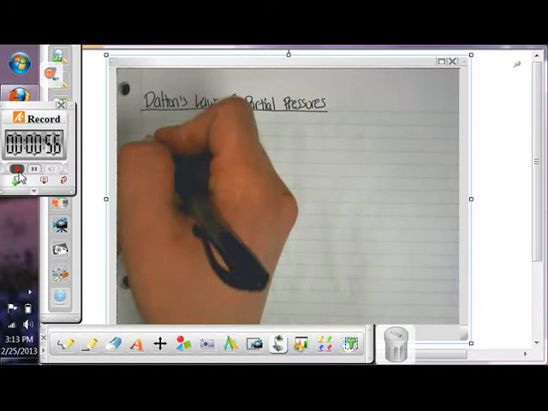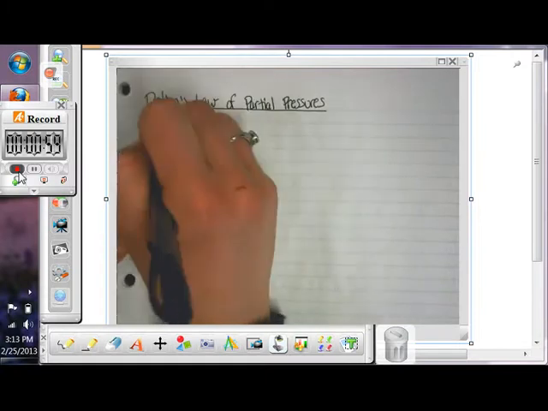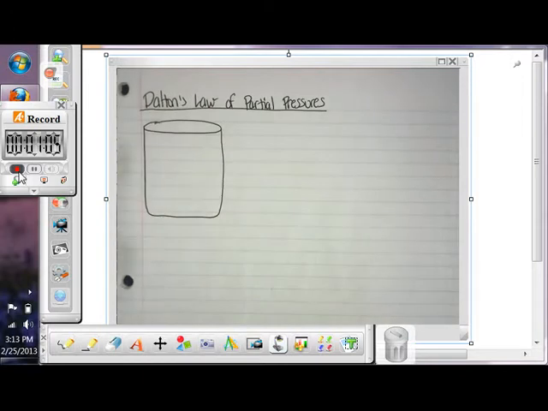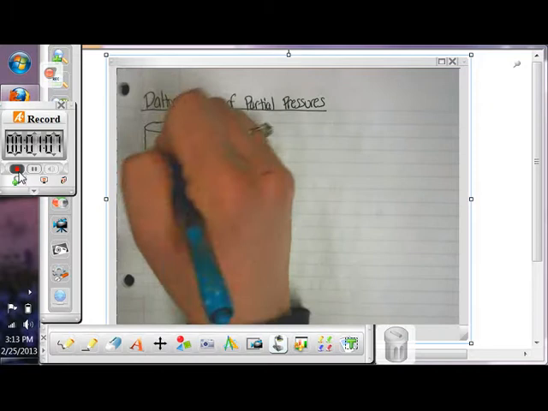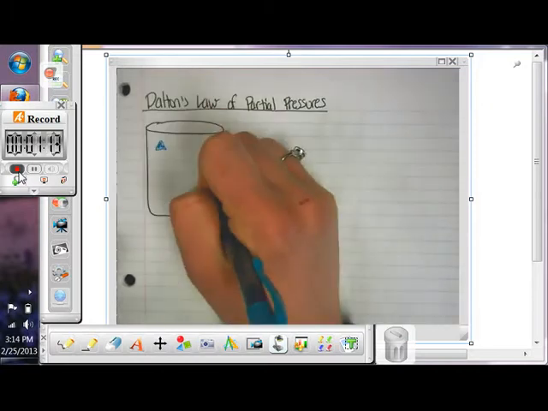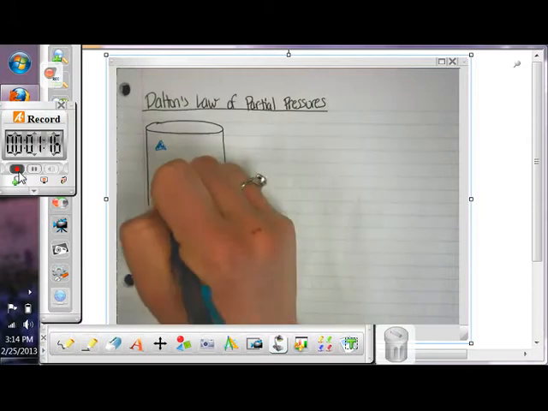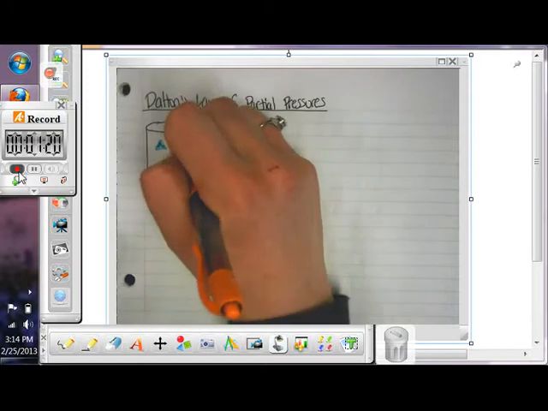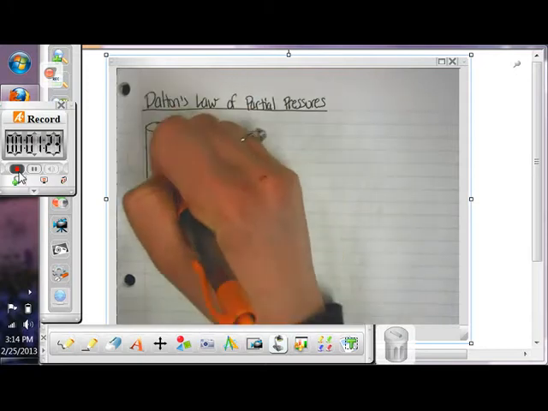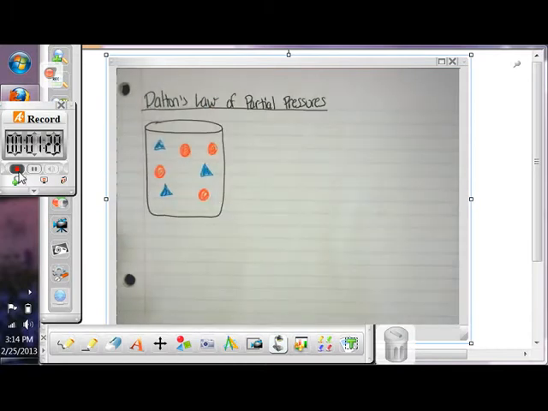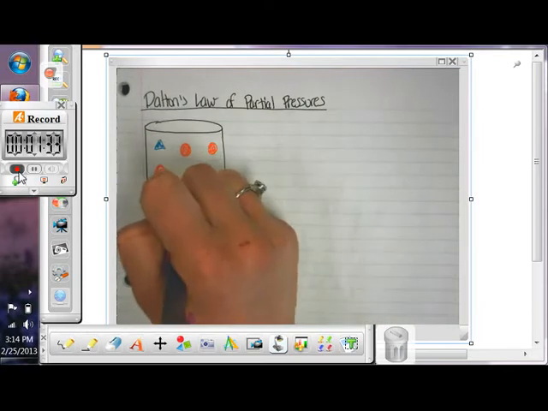I'm going to draw a container. And then I'm going to draw some different colored marbles in this container. So I'm going to actually do shapes so that way you guys can do it. I'm going to draw 3 triangles. And then I'm going to draw 4 circles. 3, 4, and then I'm going to go ahead and draw 2 squares. So 1 square and 2 squares.